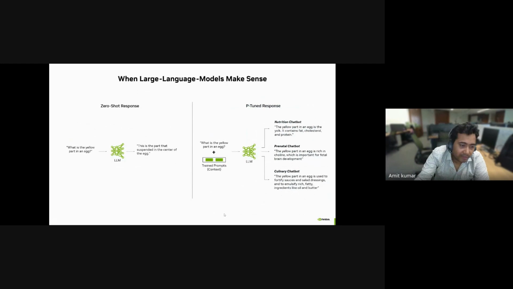I'm just giving you one example of what I spoke about the previous day. I was talking about why people are using foundation models. This is one of the examples I gave, that with just a few prompts you are shifting the domain of your chatbot, right?